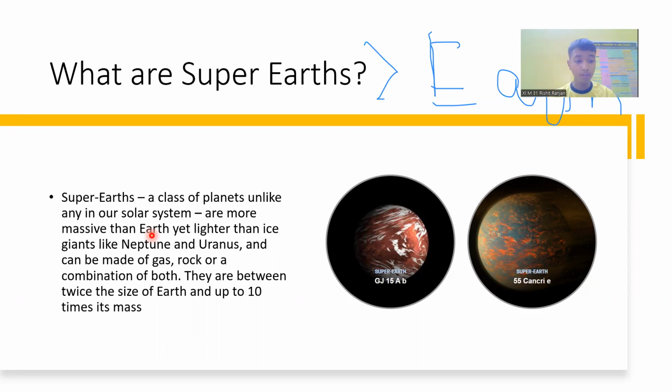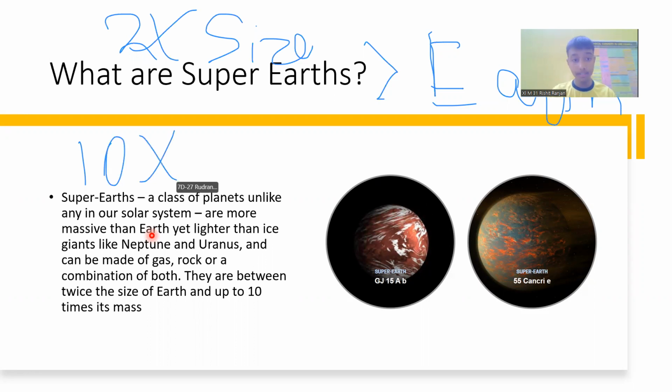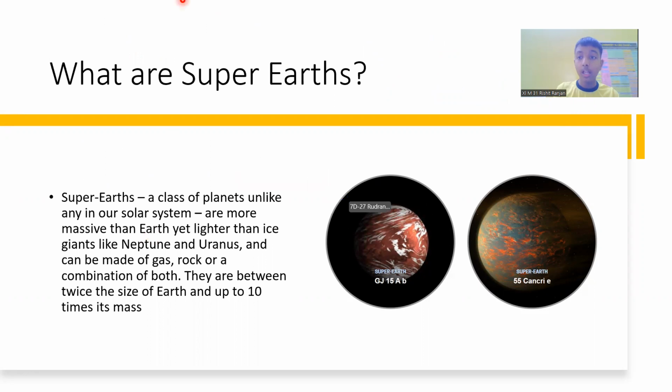This is a combination of gas, rock, or a combination of both. They are twice the size of the Earth and up to 10 times the mass. This is the limit of super Earths. Now let's go to the next slide. Some examples of super Earths are GJ15AB and 55 Cancri-E. We will study about this.